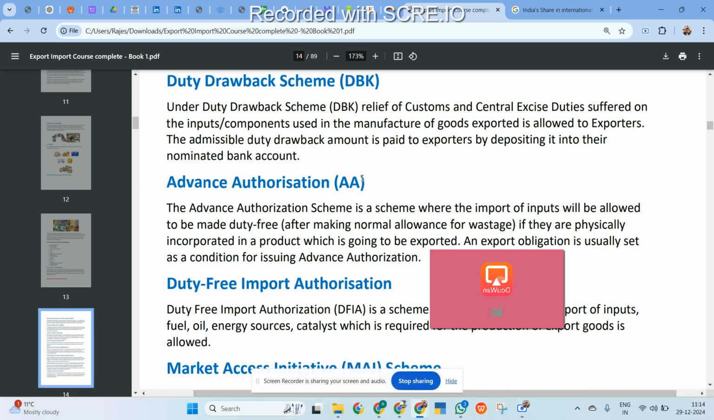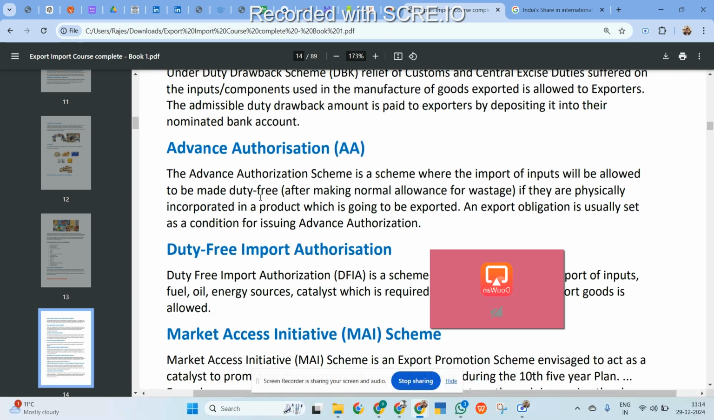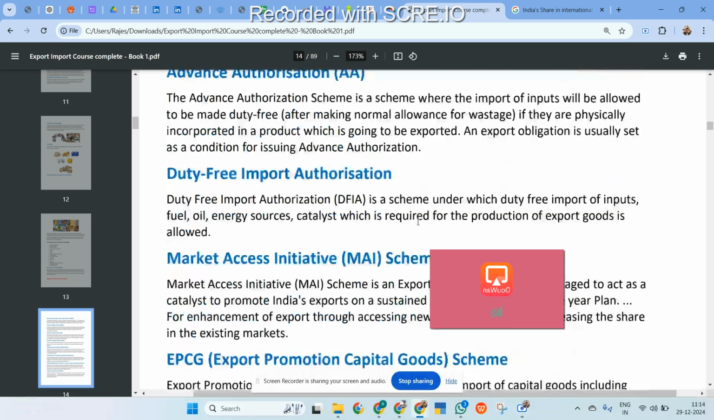The next is advance authorization. If you want to import something duty free, then you have to take advance authorization from DGFT. This is a kind of scheme where imports of inputs are allowed to be made duty free, after making normal allowance for wastages, if they are physically incorporated in a product which is going to be exported. An export obligation is usually set as a condition for issuing advance authorization. Duty Free Import Authorization (DFIA) is the same as the AA.